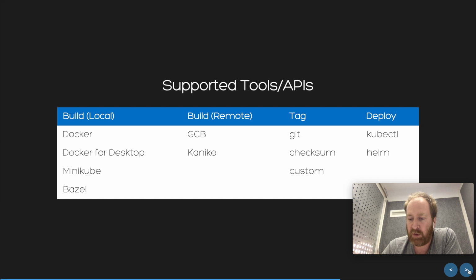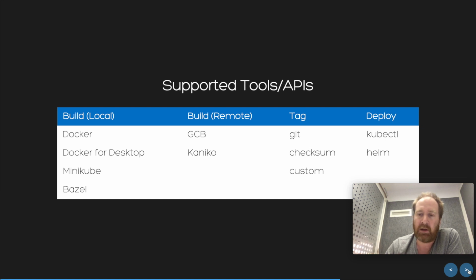Skaffold also supports multiple ways to tag your images. Basically, you don't have to think about it because the default is quite sane. It will use the git commit as an image tag, but you can also use the checksum tagger that will detect the SHA-256 of the image to tag your image, or you can also have a custom tagger for which you provide a Go template, where you can put the digest or things like that in your custom tag.